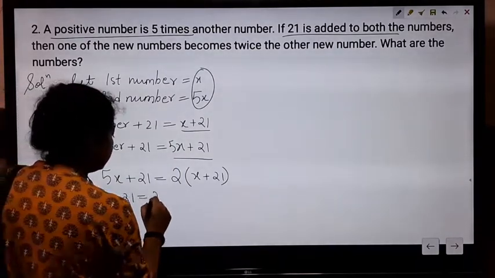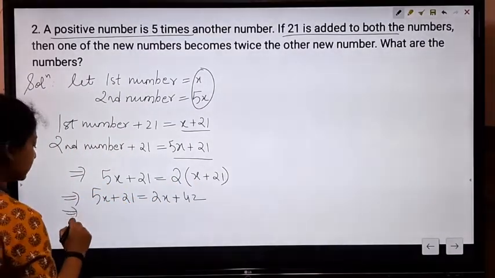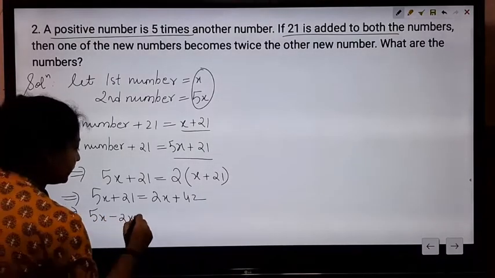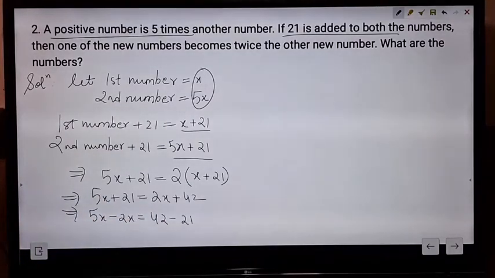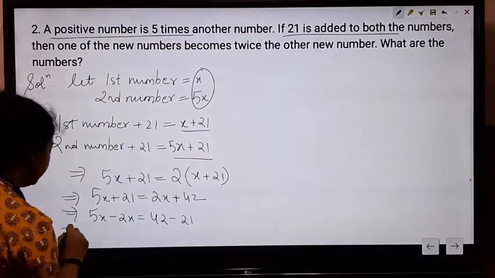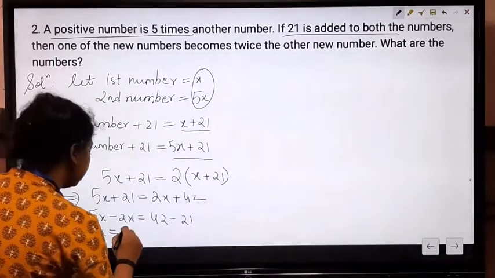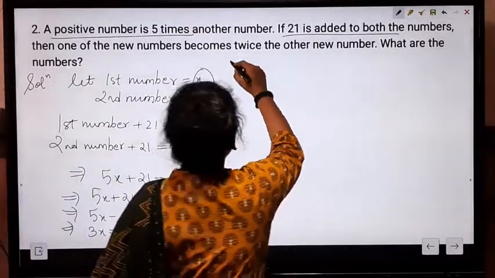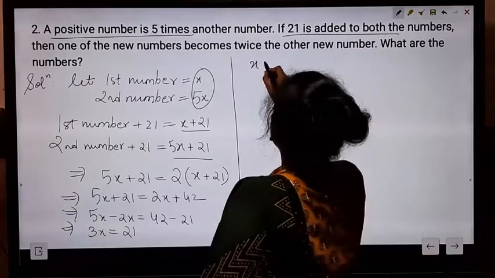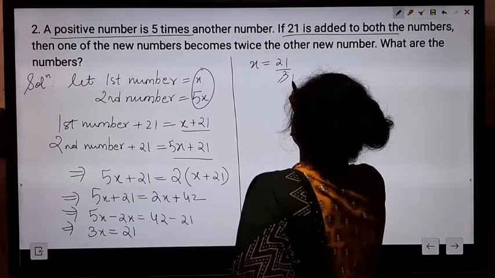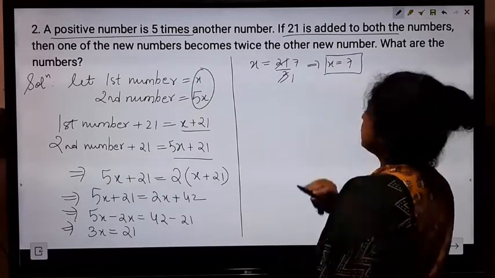On solving this, 5x plus 21 equals 2x plus 42. Taking the constants on one side, 5x minus 2x equals 42 minus 21. We have taken the variables on the left hand side and the constants on the right hand side. 5x minus 2x gives us 3x. 42 minus 21 gives us 21. Now 3 is in the multiplication, so when it goes on the other side, it has to be divided. x equals 21 by 3. 3 ones are 3 and 3 sevens are 21. This implies the value of x is 7.